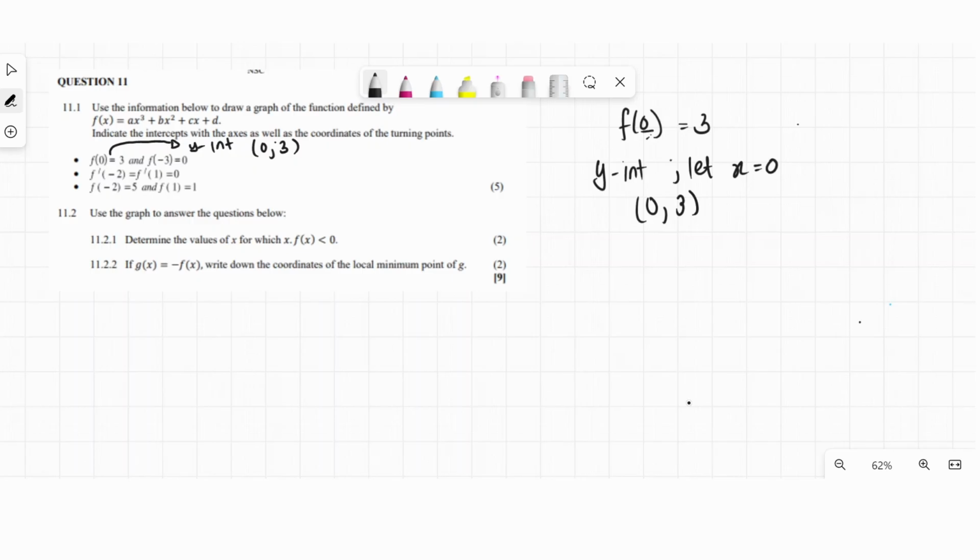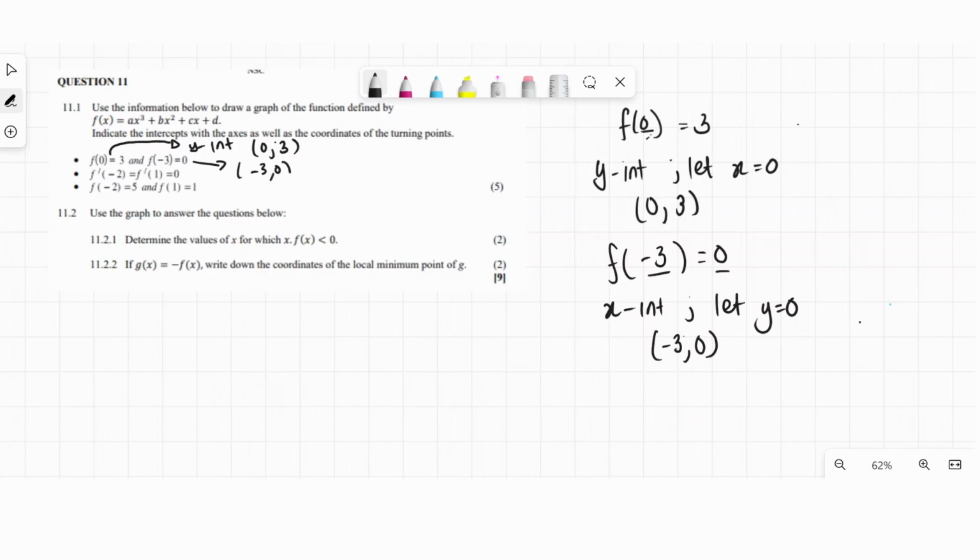Then the second piece of information is that f(-3) = 0. We know that y equals 0 here, so this is the x-intercept. Because we let y equal 0, and this represents y and here represents x, the coordinate is going to be (-3, 0). That is your x-intercept and your y-intercept.